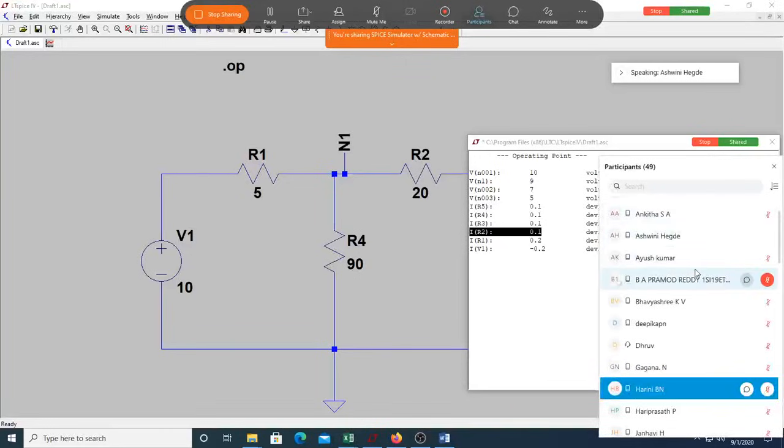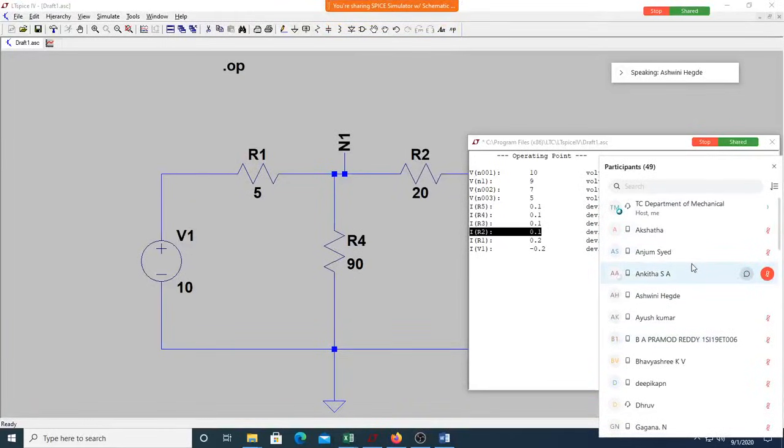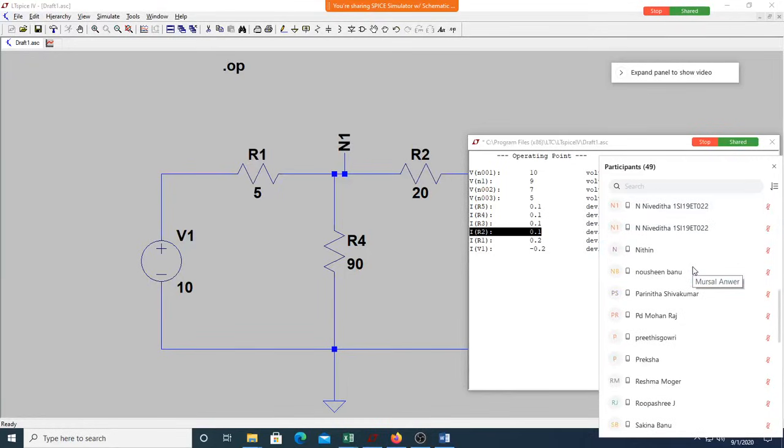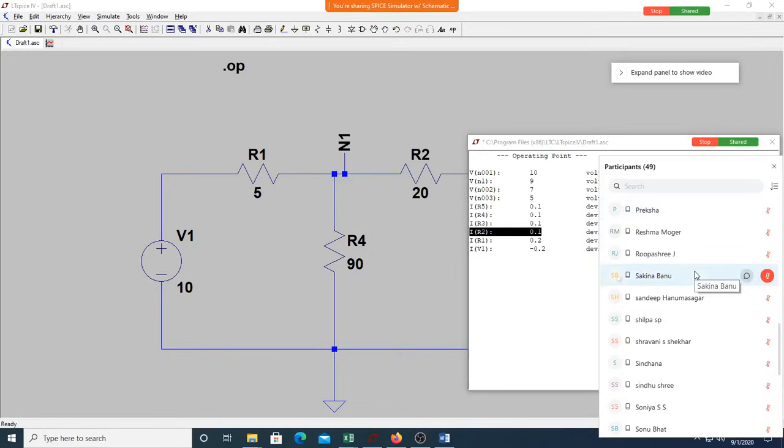So I'll just pick one more student. Whom shall I pick? Sonia SS. Ashwini, you can mute yourself. Sonia SS. Yes, sir.